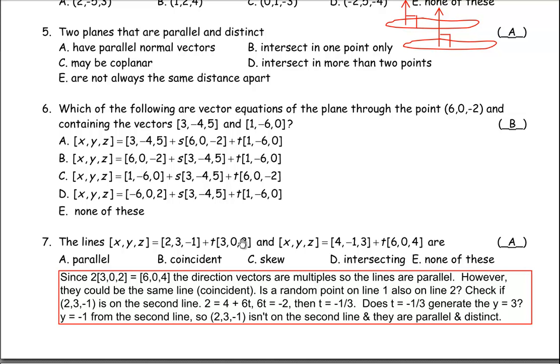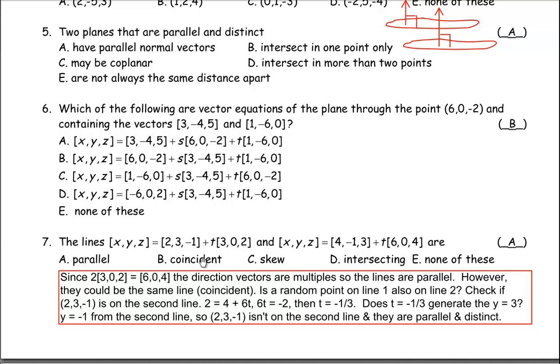Last question in the multiple choice, number 7 here. These lines, you're asked whether they're parallel, coincident, skew, or intersecting, or none of the above. And so, if you look at the direction vectors, these lines, 3, 0, 2 and 6, 0, 4 are multiples because 2 times that vector is equal to 6, 0, 4. So they are at least parallel. They could be coincident because coincident lines are also parallel, because they're the same line. They certainly cannot be skew because they have direction vectors that are parallel. So C is not an option here. And actually D isn't either.